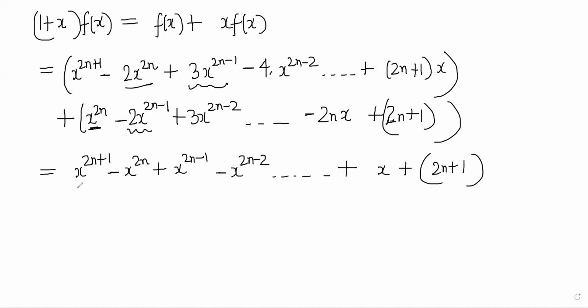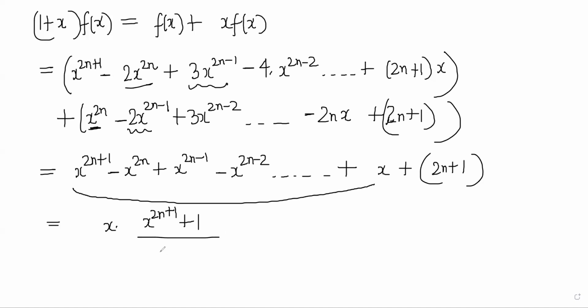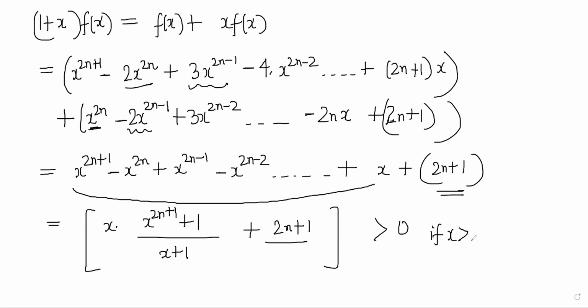Now the first few terms, from here till here, form a simple GP with common ratio minus 1 by x. So you can use the GP formula and you will get x power 2n plus 1 by x plus 1 and plus 2n plus 1, which is the last term here, right? And you can easily see that this is greater than 0 if x is greater than 0, right? This is clearly greater than 0 if x is greater than 0.